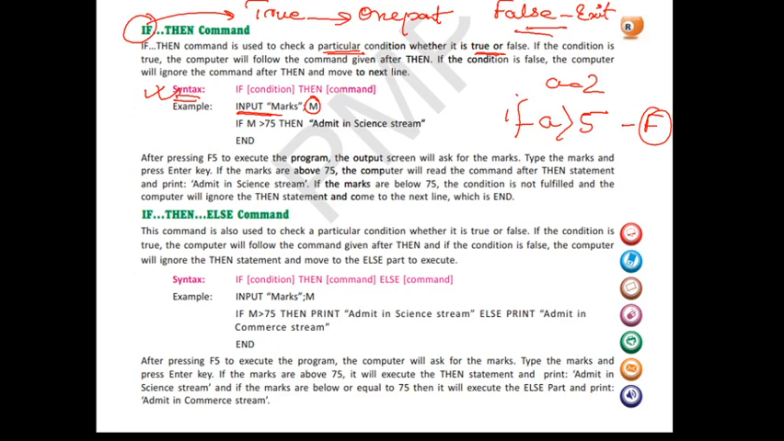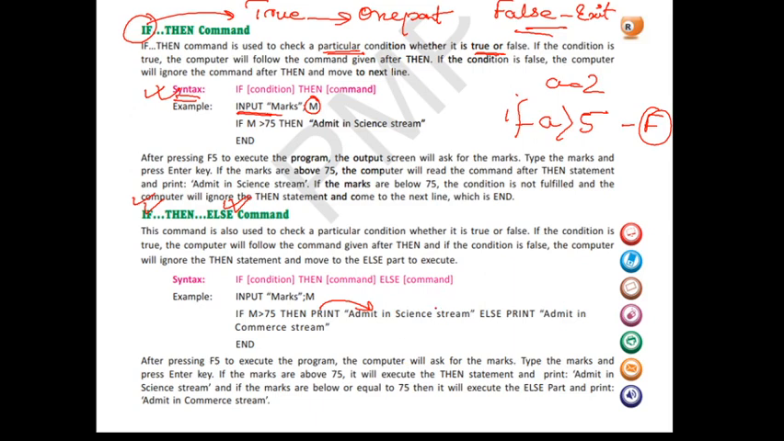Now in if then else, there are two parts. If highlights the true condition, else highlights the false condition. So the command is used to check whether a condition is true or false. If the condition is true, the computer will follow the command given after the then, and if it is false, the computer will ignore the then statement. Understood? So, if the condition is true, the computer will print the then statement. If it is false, then what will happen? It will ignore the true part of the then statement.